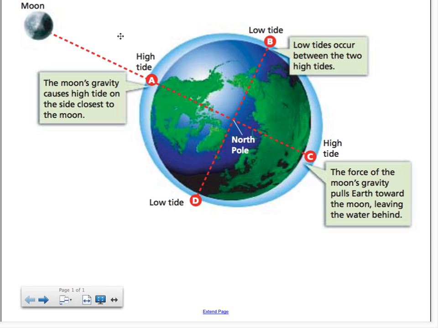Tides are the rise and fall of ocean water throughout the day. Tides are mainly caused by the moon's pull of gravity on the Earth.